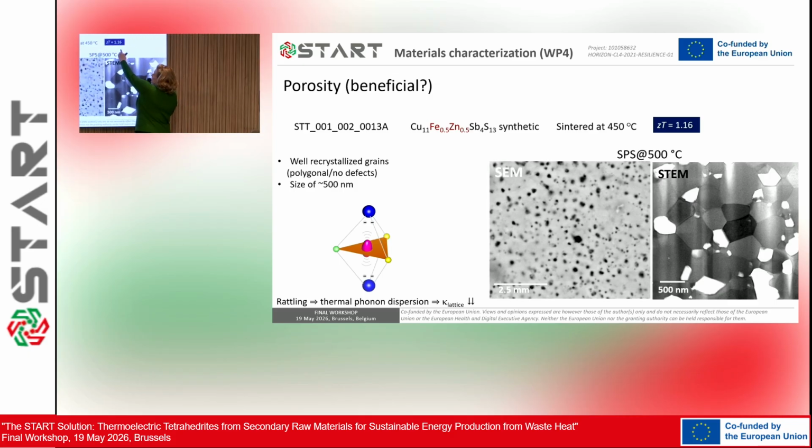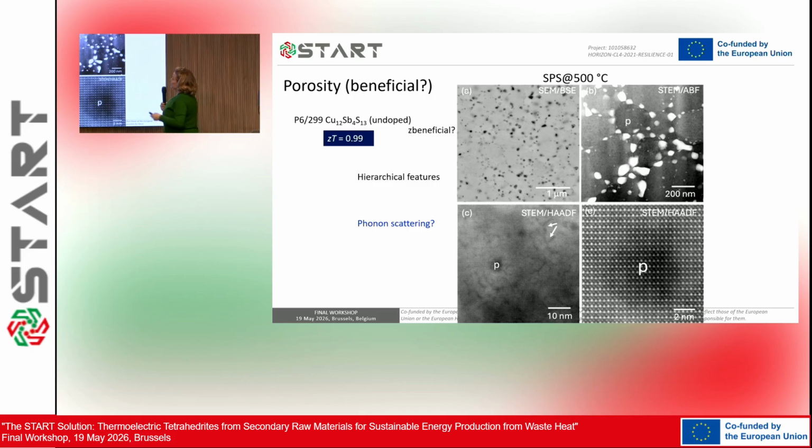But still, the ZT is quite high. In this case, it was sintered at 500 degrees. You see the grains are very polygonal, but there is a lot of porosity. This is TEM, this is SEM. Another sample, this is undoped. And you see again, if you look at atomic scale, the pores are much larger than the atoms. But this is a pore that is still quite small, like 4 or 5 nanometers.